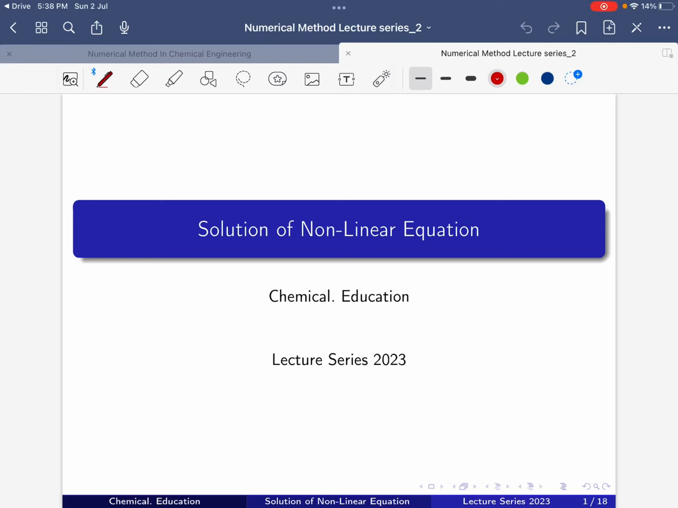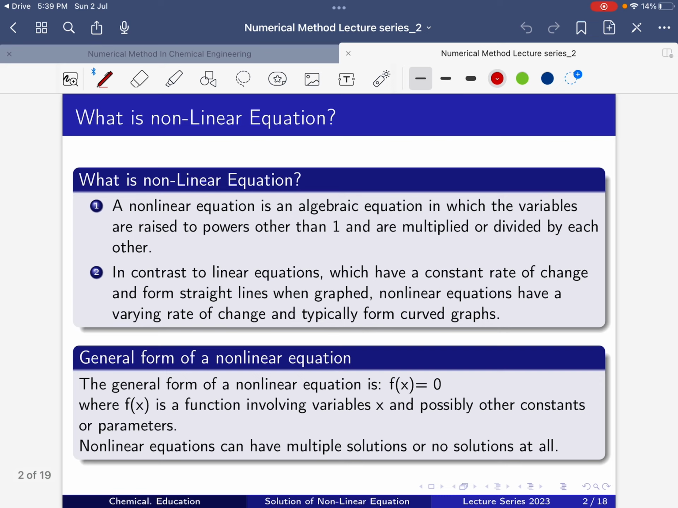Today I am going to talk about the solution of nonlinear equations, that is, how to solve nonlinear equations. First, we must know what a nonlinear equation is. A nonlinear equation is an algebraic equation in which the variables are raised to a power other than 1 and are multiplied and divided by each other.